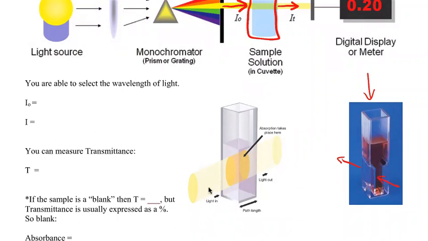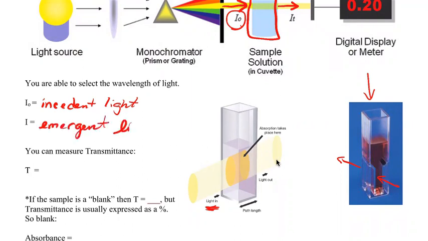We call the light that is coming into the sample, the light in, I sub 0, or our incident light. Some amount of that incident light is going to be absorbed by our sample, by the liquid that is inside of that cuvette. Then the rest of it is going to come out, and we call the light that comes out the emergent light.